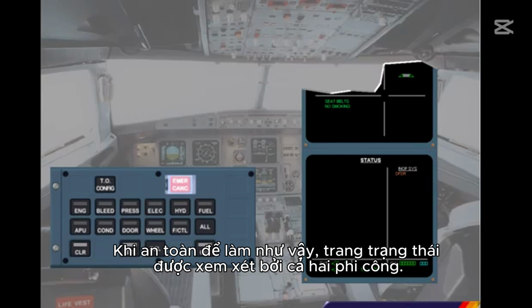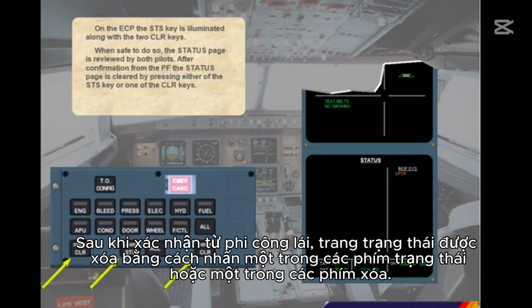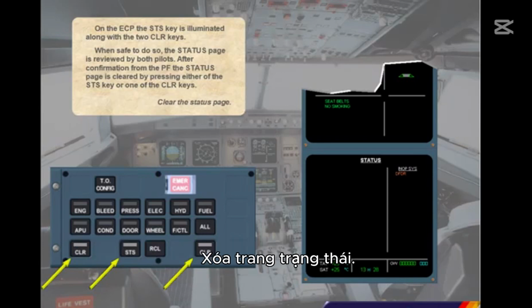When safe to do so, the status page is reviewed by both pilots. After confirmation from the pilot flying, the status page is cleared by pressing either of the status keys or one of the clear keys. Clear the status page.